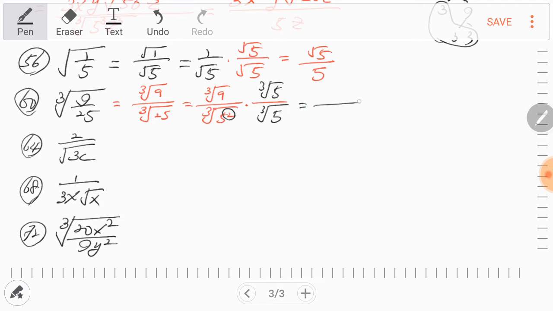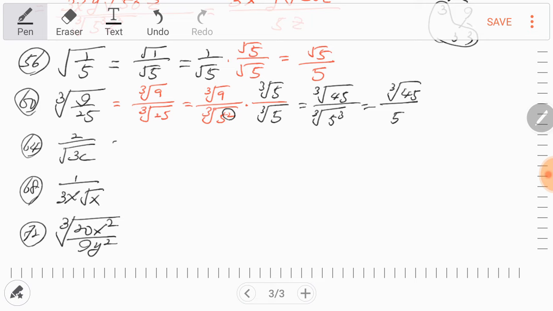So the numerator is, okay, this is a cube root, so we have to multiply inside. So cube root of 9 times 5 is 45. And the denominator is what? Cube root of 5 cubed. So the denominator is 5, and the numerator is cube root of 45.